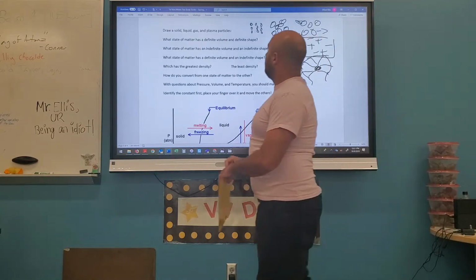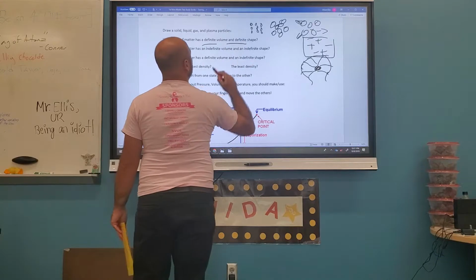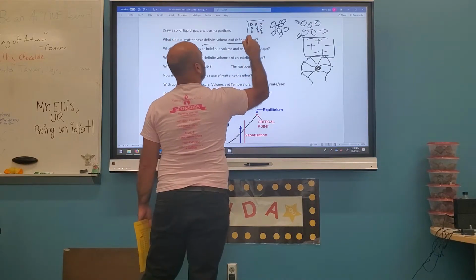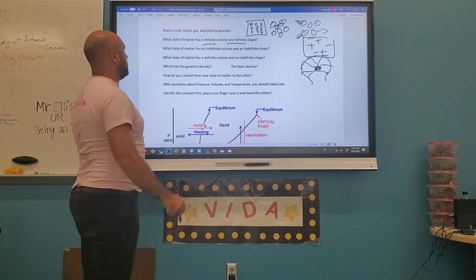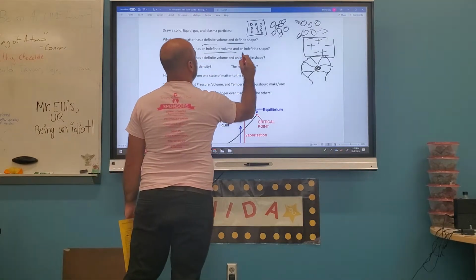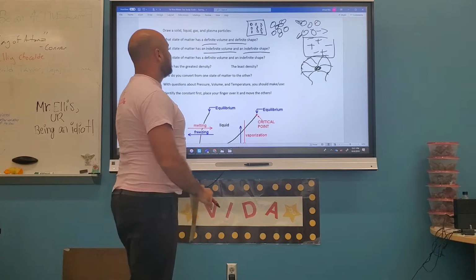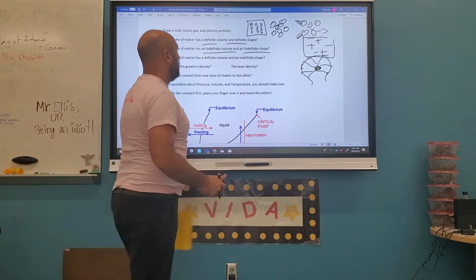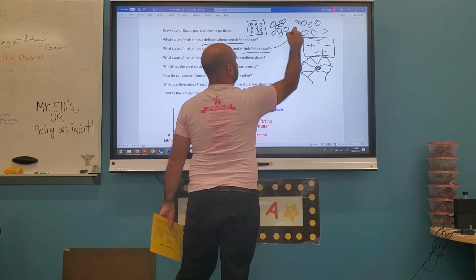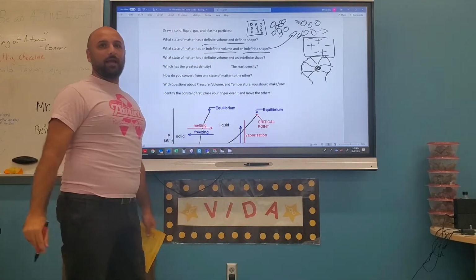Which state of matter has a definite volume and definite shape? That's a solid, because again, they don't change. They keep that shape, unless, of course, you break them. But on their own, they're not going to change. Which state of matter has an indefinite volume and indefinite shape? Well, since I can make a balloon get bigger or smaller by pushing on it, adding some pressure, and I can change its shape, balloons are filled with a gas. So that's going to be my gas.